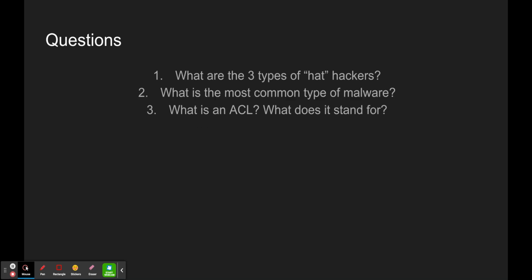And these are our questions. Number 1, what are the 3 types of hackers? Number 2, what is the most common type of malware? And number 3, what is an ACL and what does it stand for?